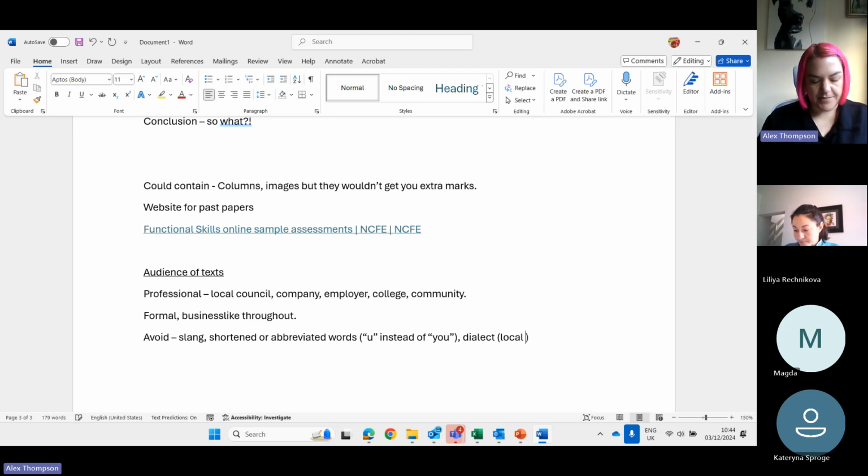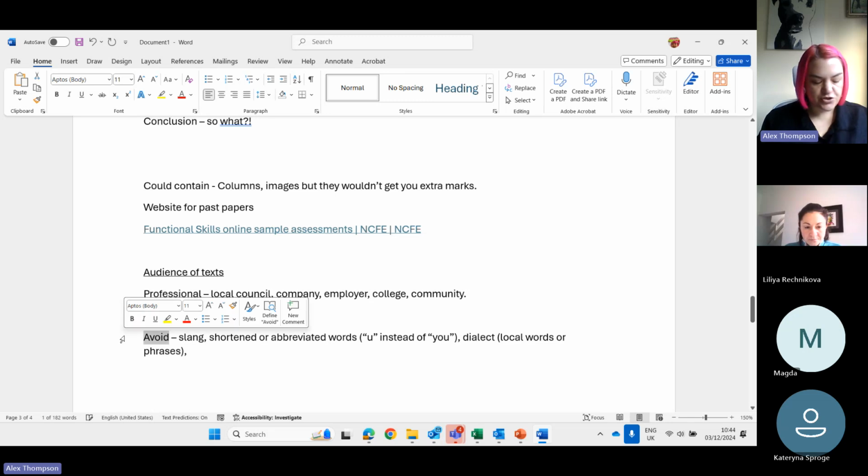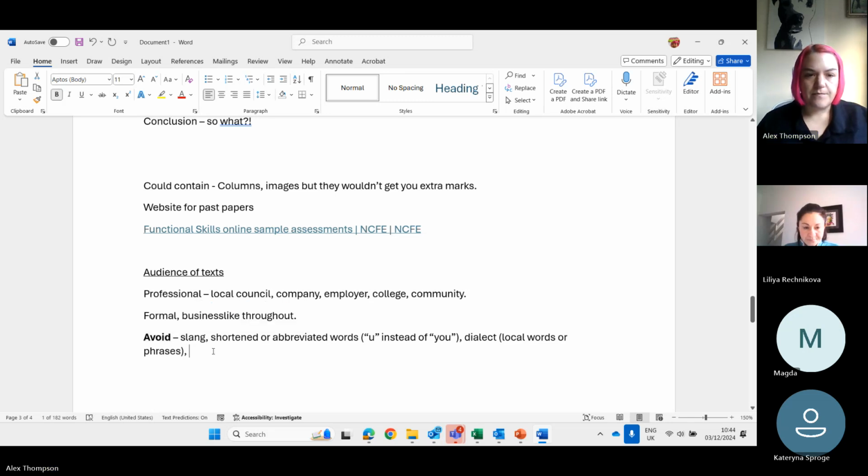So local words or phrases. We want to avoid slang. We want to avoid shortened words. And we want to avoid anything too technical.